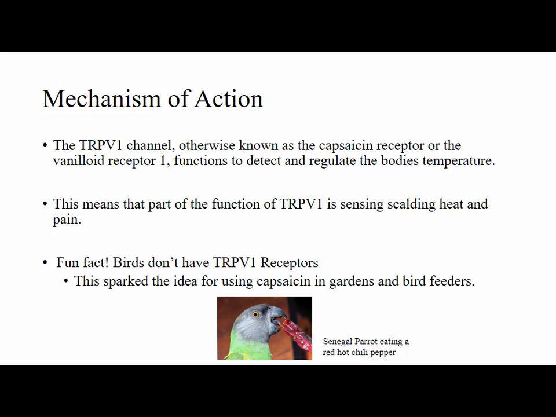The TRPV1 channel, otherwise known as the capsaicin receptor or the vanilloid receptor 1, functions to detect and regulate the body's temperature. One of the roles of TRPV1 is actually sensing scalding heat and pain, which is why we experience that sensation. And just a small fun fact here, birds actually don't have TRPV1 receptors, and we have our Senegal parrot here, and he's actually eating our red hot chili pepper, unfazed by it. And this actually sparked the idea for using capsaicin in gardens or even bird feeders. So if you go home and have squirrels in your bird feeders, put some hot peppers in your bird seed.